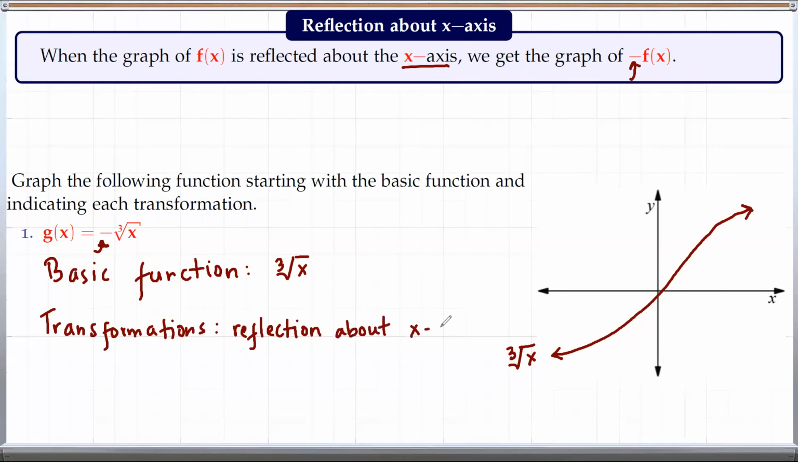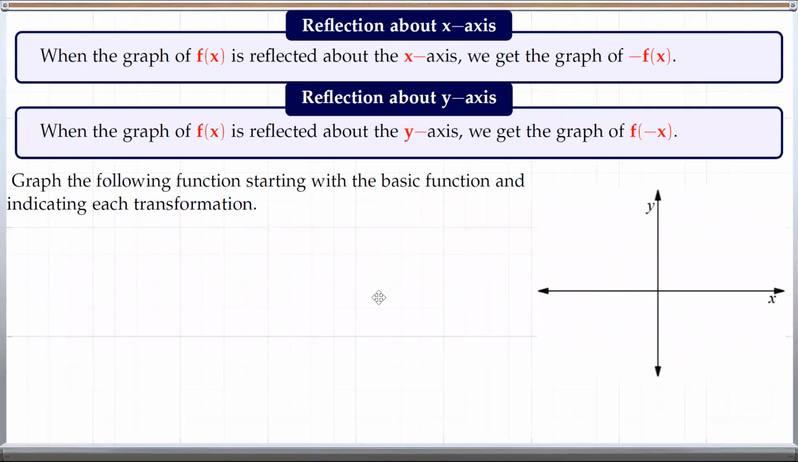The reflection about x-axis is what we need to do over here to get the graph of negative cubic root of x. When you reflect about x-axis, this point goes down here, this point goes here, and so on. So we just reflect each point. Then the graph will look like this one. So this is the graph of negative cubic root of x. Whenever you have this negative sign all the way in front of the function, we just reflect about x-axis.